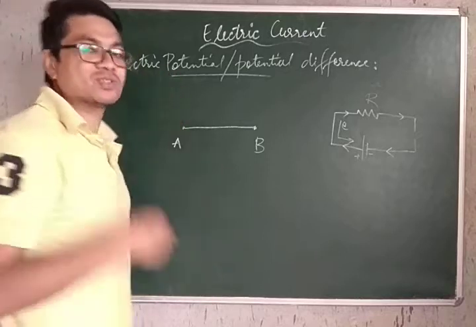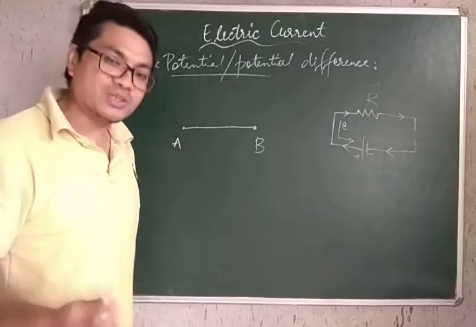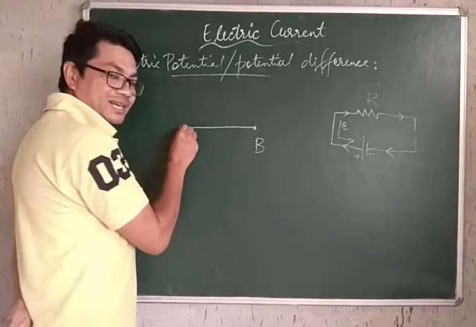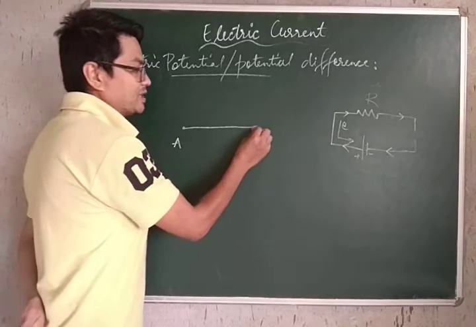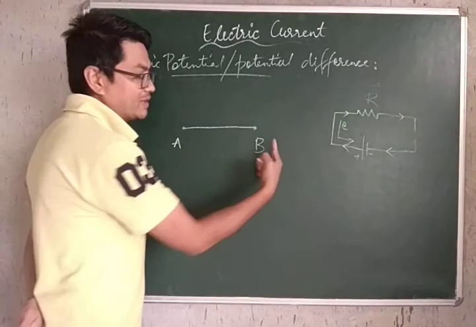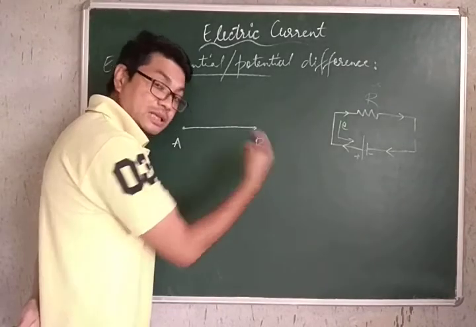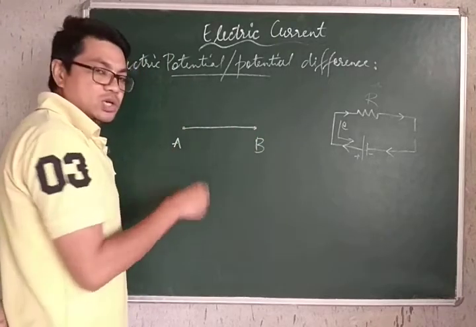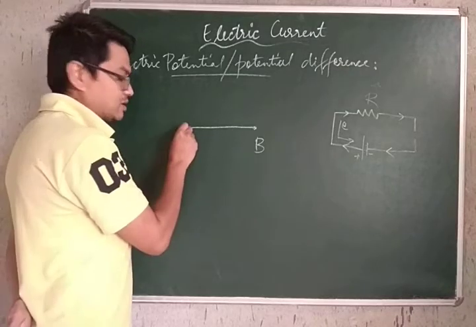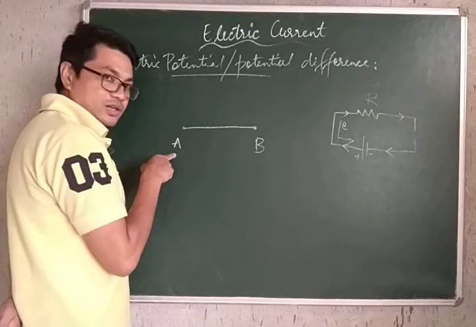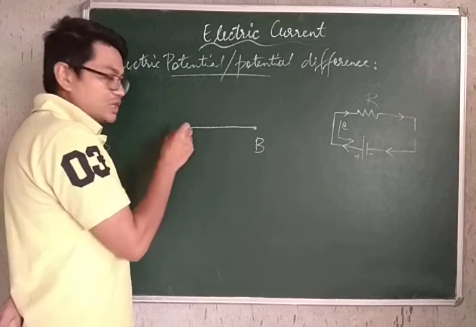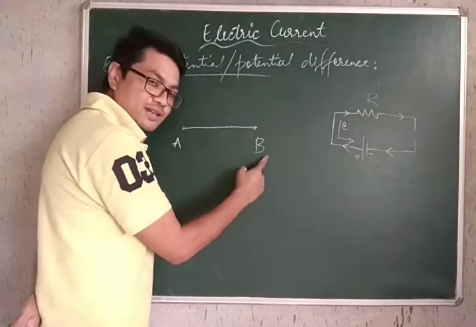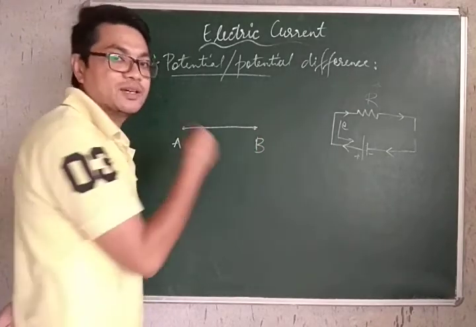And electric potential is also basically potential difference only. If point A is at infinity, and you want to find the electric potential of this point B, then the work done to bring a unit positive charge, the charge has to be positive, from infinity to this point is what is called the electric potential of this point B.